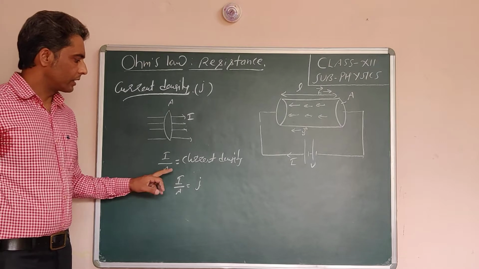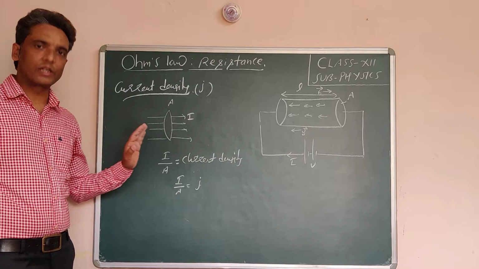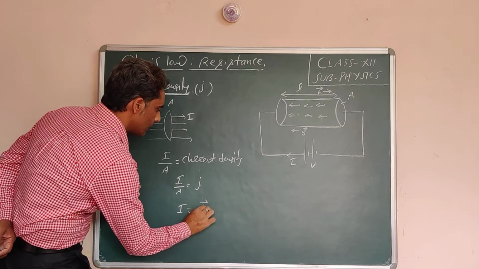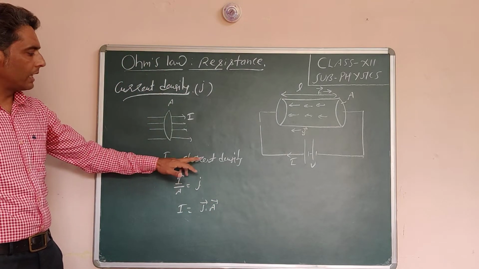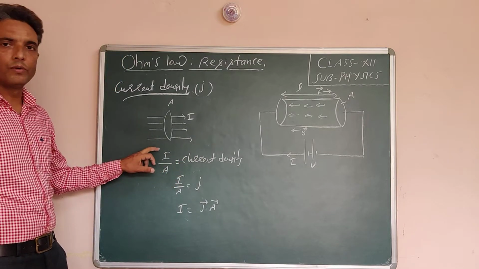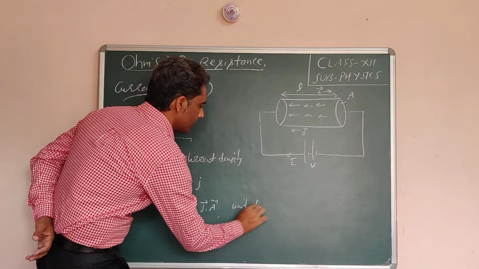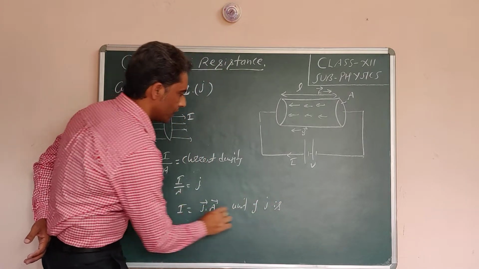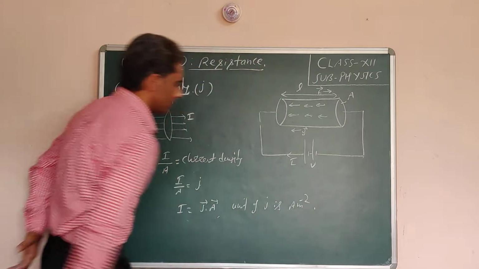We have already seen current is a scalar quantity, but this current density is a vector quantity. So we can write this current as J dot A. So current density is a vector quantity and it has the same direction as that of the flow of current. Unit of J is unit of current over unit of area, that is ampere per meter square.